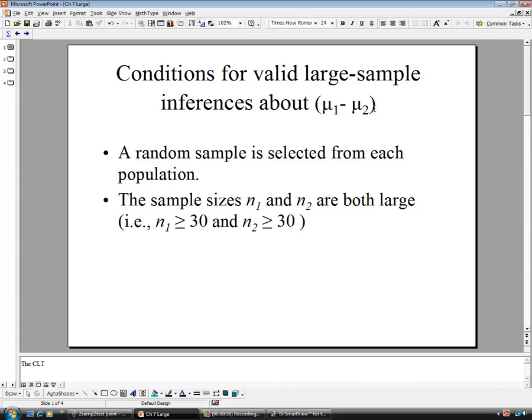Now, notation wise, whenever we're dealing with a subscript 1 after our values, be it the mean, the sample size, sigma, that sort of thing, we're dealing with population 1. When we have a 2 after it, then we're dealing with the second population. Otherwise, the notation remains the same.